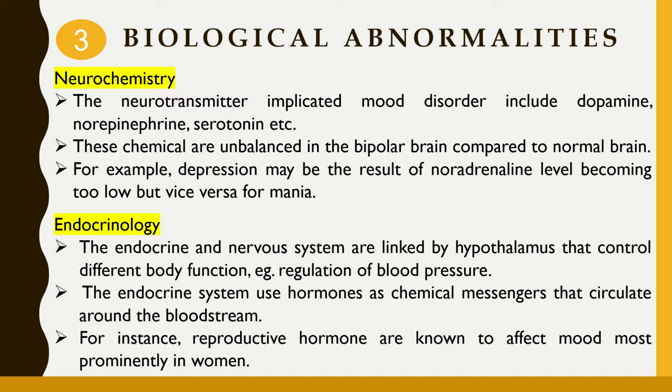For the endocrinology part, the endocrine system uses hormones as chemical messengers. These hormones circulate from one organ to another through the bloodstream. The endocrine and nervous systems are linked by the hypothalamus, which controls many different body functions, including the regulation of blood pressure, hunger, immune response, body temperature, etc. For example, the reproductive hormones are known to affect mood most prominently in women. The source of this effect is thought to be the ovaries, which secrete estrogen and testosterone.